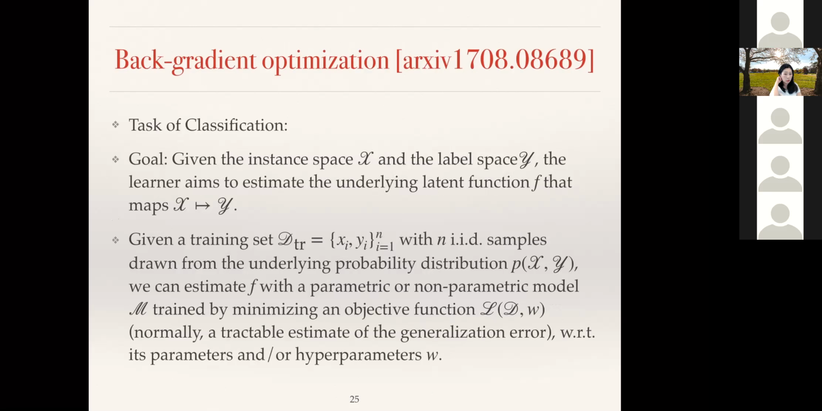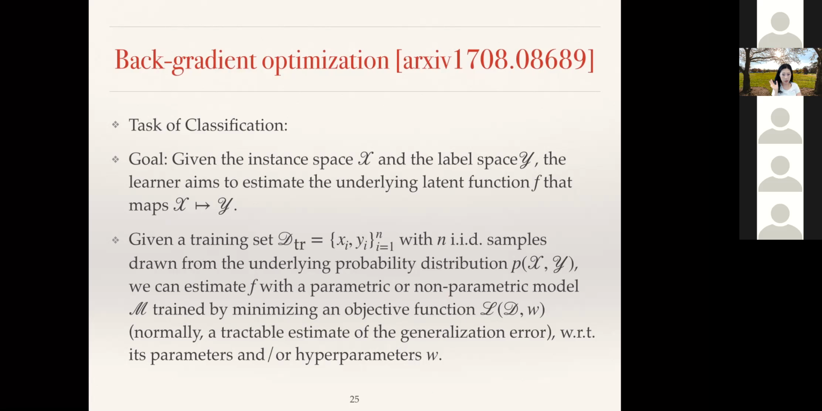This paper focused on classification, and right now most of the work in poisoning focuses on classification. So the goal is, given an instance space X and a label space Y, the learner aims to estimate the underlying latent function, or in learning theory terminology, a target concept. You want to learn a latent function f that maps from X to Y. Given a training set of n examples from the underlying probability distribution p(x,y), we can estimate f with a parametric or non-parametric model.